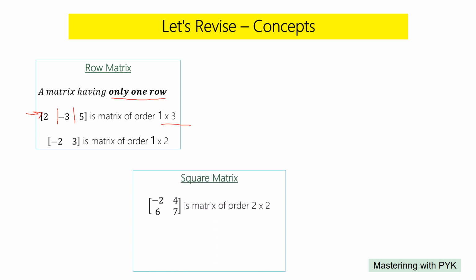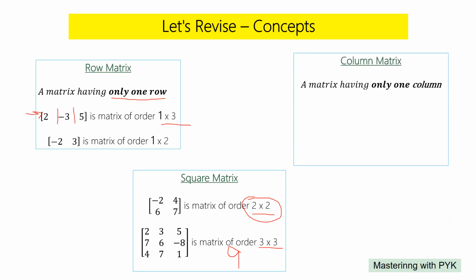Square matrix is represented where m and n both are equal. So it is a 2 cross 2 square matrix. And here it is 3 elements in a row, 3 rows and 3 columns. So it is 3 by 3. So we'll have in all 9 elements in this matrix.